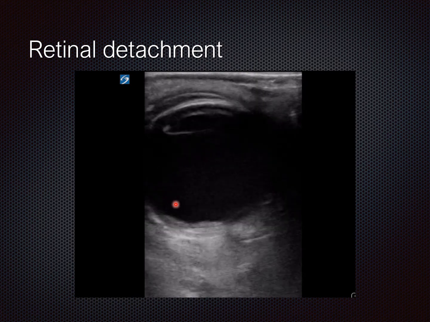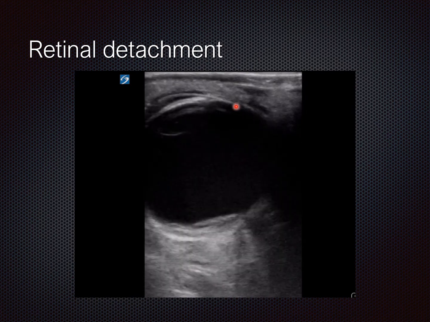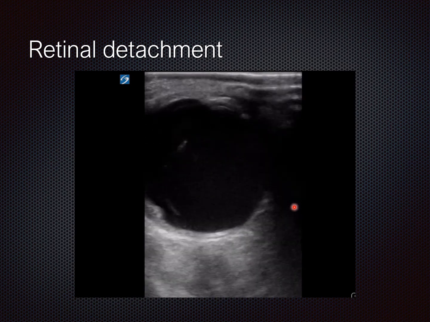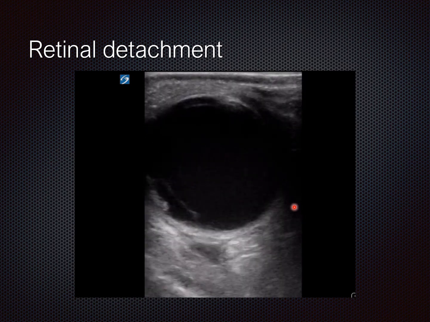Here's a more subtle example. Again, anterior chamber here, and the retinal detachment almost invisible there until they start moving their eye back and forth.